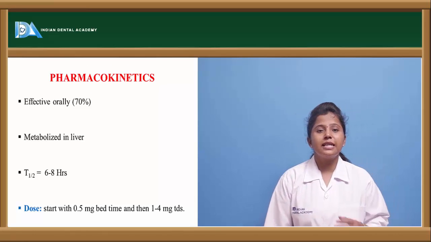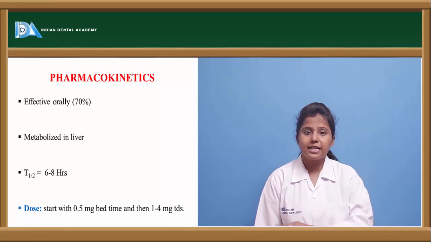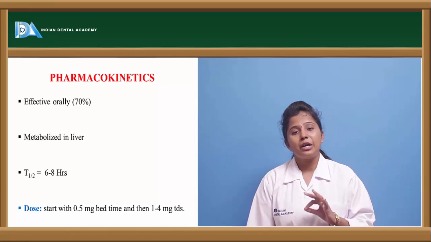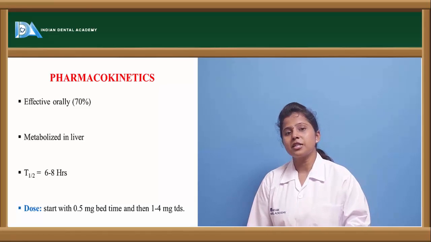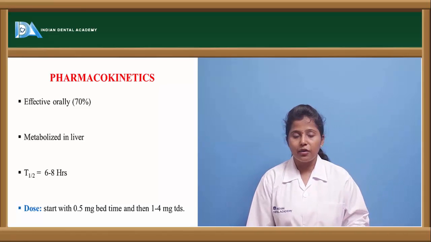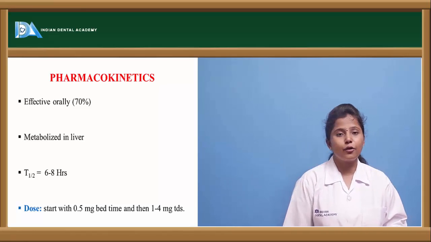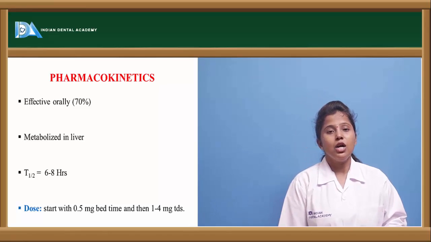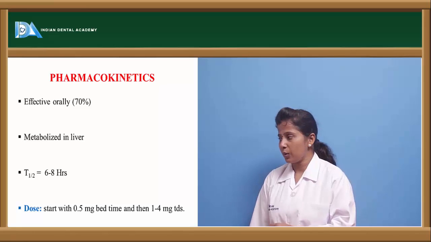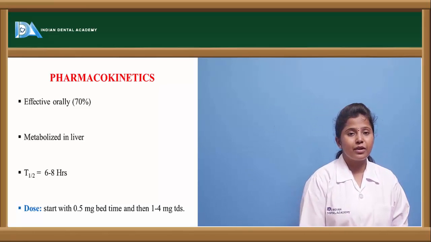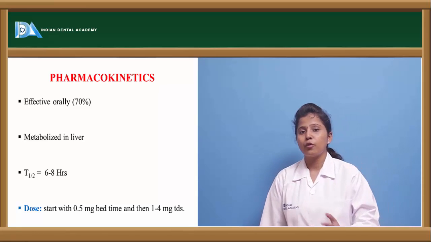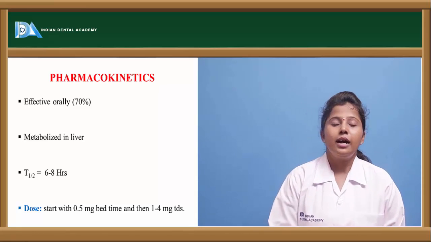So this prazosin is effective orally, in the sense that it does not undergo first pass metabolism, and 70% of the drug is available in the systemic circulation when it is given through the oral route. It is metabolized in the liver, and it has a half-life of 6 to 8 hours. So after 6 to 8 hours, half of the drug will remain in the systemic circulation and half will be eliminated, and the dose is about 0.5 mg during bedtime. Before going to bed, 0.5 mg of the drug is recommended.